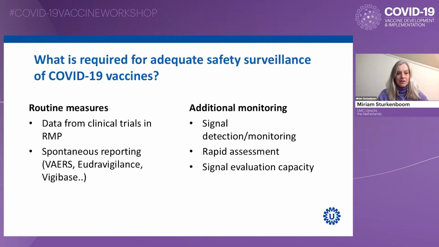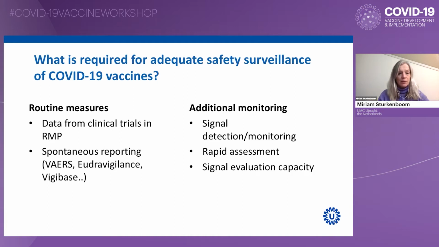On the left-hand side, we have routine measures, which are done for every medicine that comes to the market. First of all, data from clinical trials from the pre-licensure phase. And in COVID-19, these are actually published in the risk management plans, which are also publicly available.